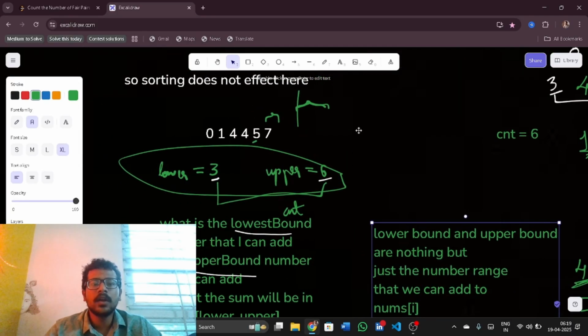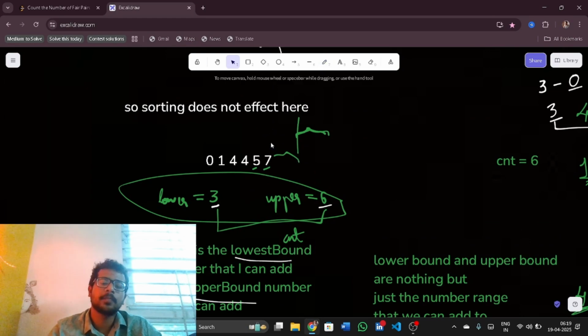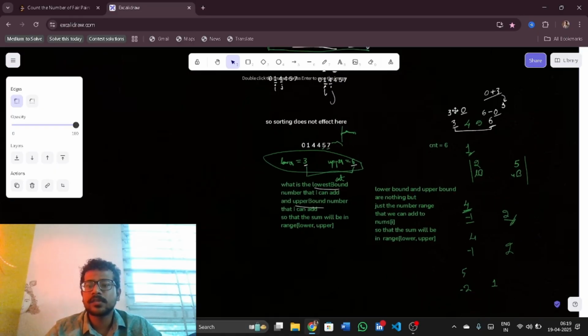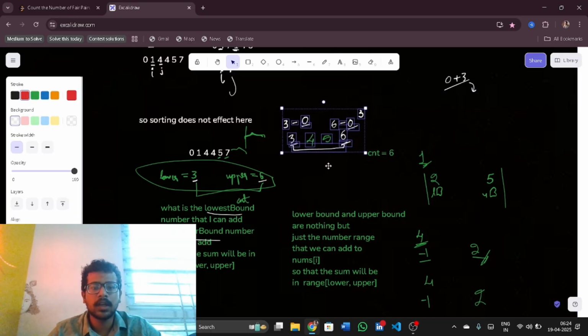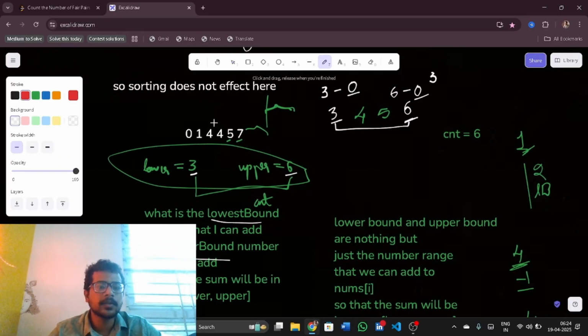Now 7, right? Do I have any subarray after this 7? No, so no need to consider it. Now take this 0 one. What we are doing actually here, I am taking 3 minus 0, 6 minus 0. Okay, this is the range that I need to search. So I took this subarray from I plus 1. Now what I'll do is take the lowest number, which returns the index, and the higher number, which also returns the index.